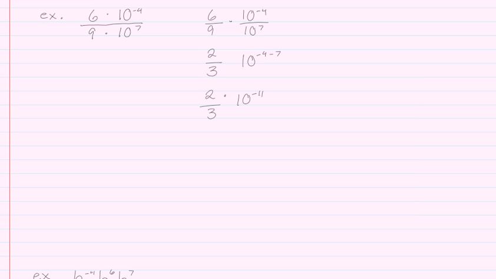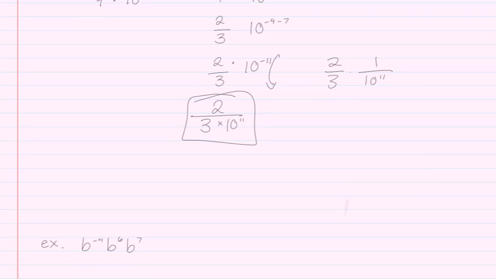And then our next step is to deal with that negative exponent, because I don't like to leave exponents negative. So that becomes 2 over 3. Now that would drop down bottom, so it's like 2 over 3 times 1 over 10 to the 11th. So I can just put that 10 to the 11th down with the 3. And that is as simplified as it can get.